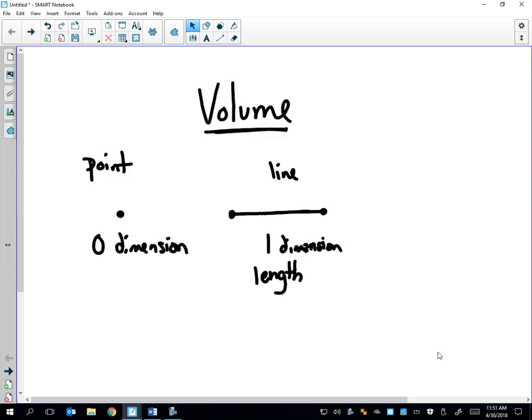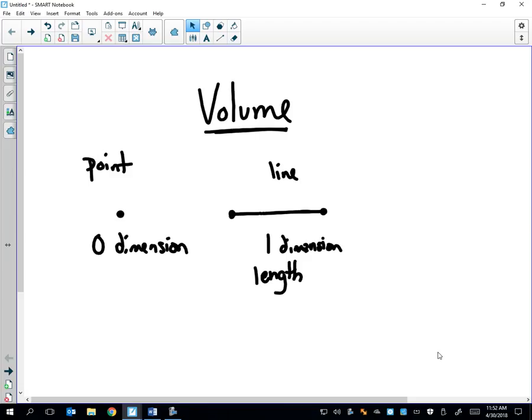So, if I take this point and I drag it out sideways, I generate something that has a dimension. I generate a line. A line has one dimension, and we call that a length.